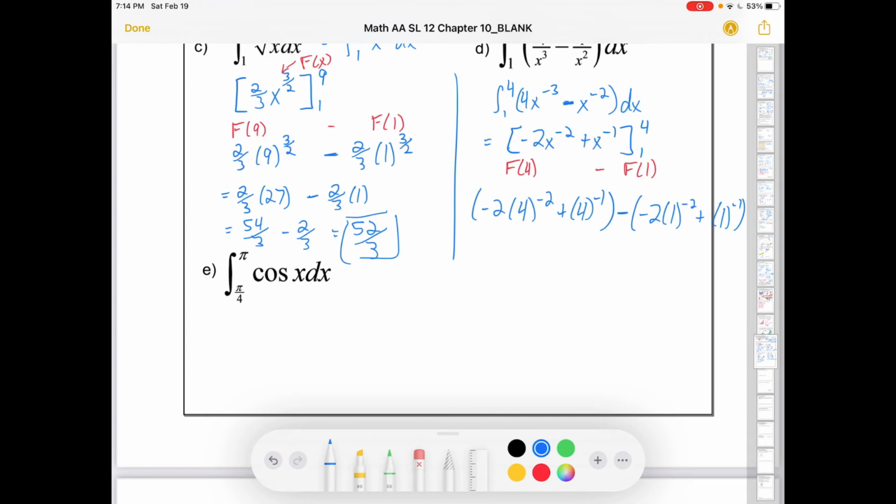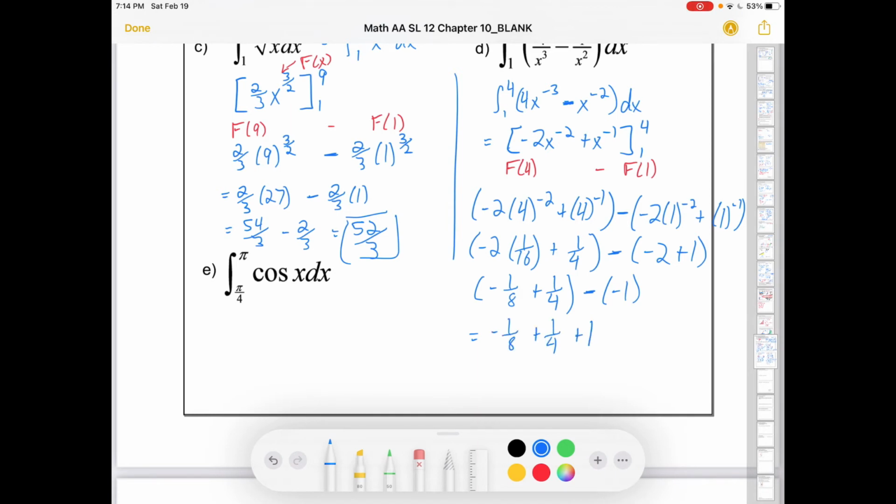So really carefully here, that's going to be -2 times 1 over 16 plus 1 over 4. That's all that first bracket. Minus, this will be -2 plus 1. Let's keep it in the brackets. That'll be -1/8 plus 1/4 minus -1. Or -1/8 plus 1/4 plus 1. And that'll work out to be 9/8.